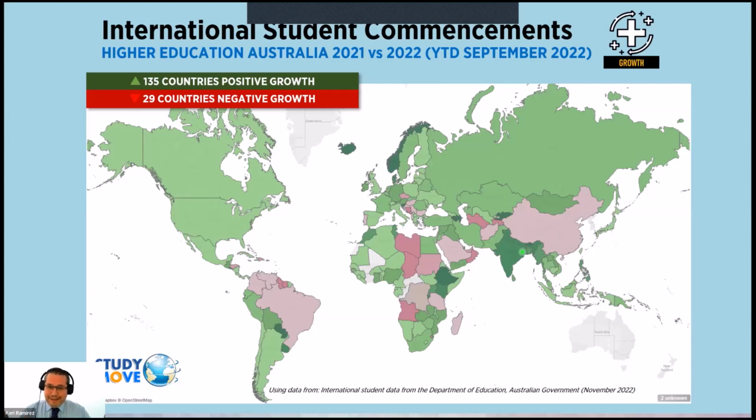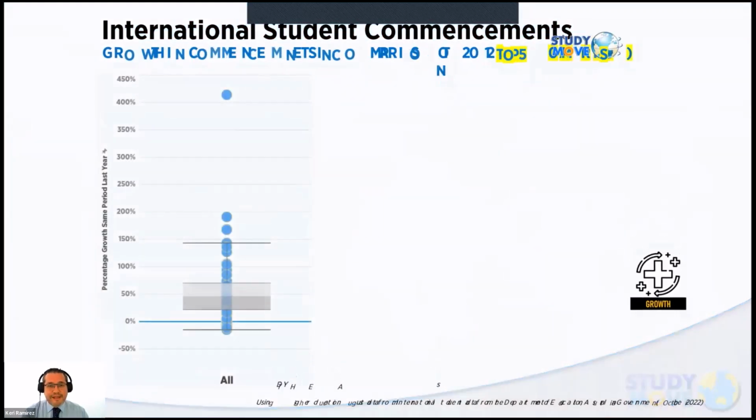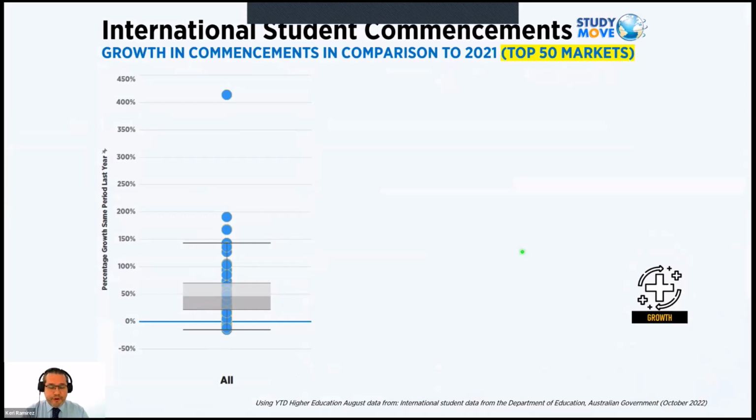Now, once again, this is the big picture, and I think this is when it's very useful just to drill down a little bit more. So moving from the world and heading only to our top 50 markets, what you see here is the percentage growth against last year in commencements for the top 50 markets. And each one of these dots that you see here on the screen shows you each one of those top 50 markets and their performance against the previous years.